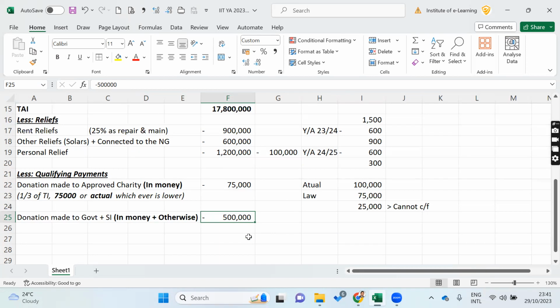It can be money, it can be goods. Giving beds to a hospital, giving books to a school. Then you need to have a valid receipt in order to claim this, right? You need to have a valid receipt.